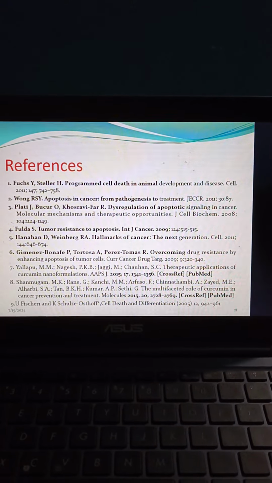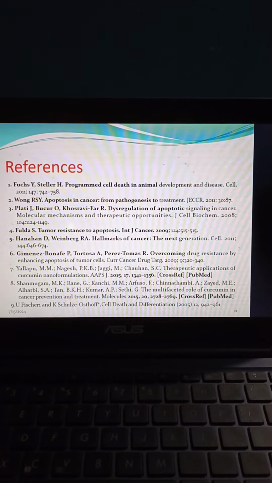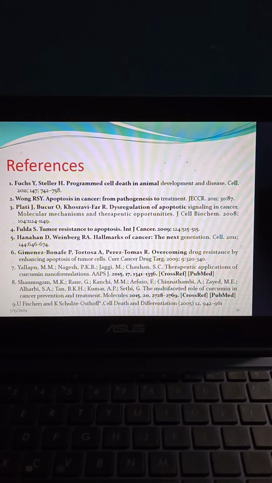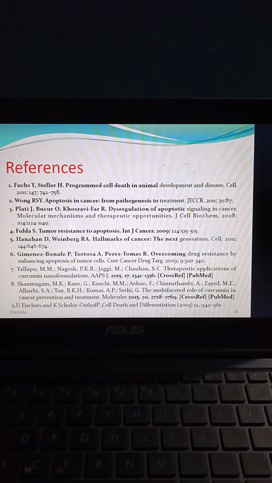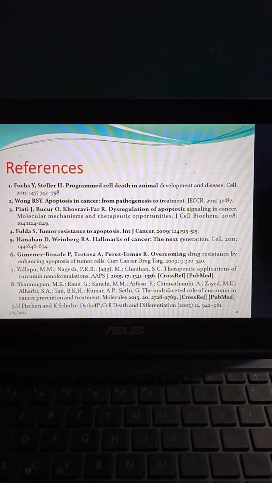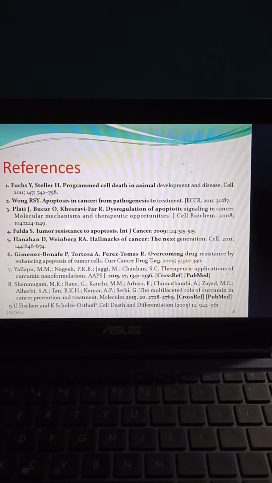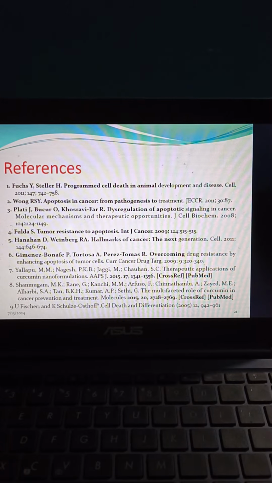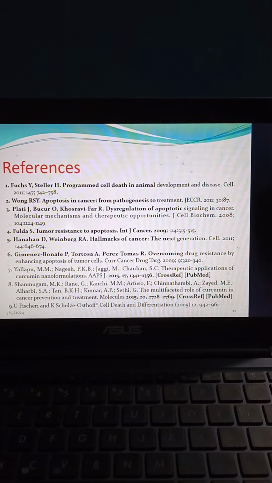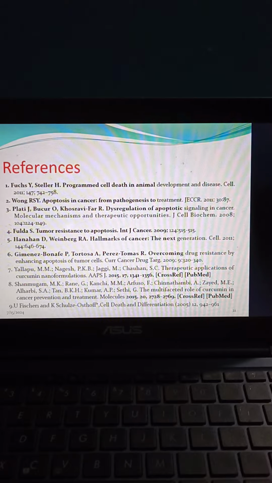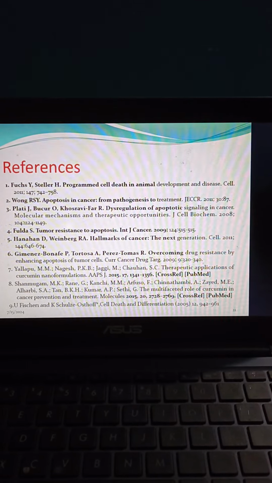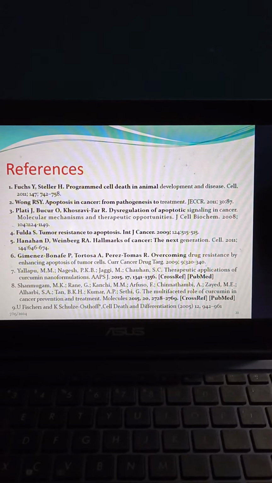So these are the references. You can go through these references and search in Google and you will find the articles and learn more and more about this topic. And also if there are guidelines in foreign countries or in India, you can search for that and also learn more.